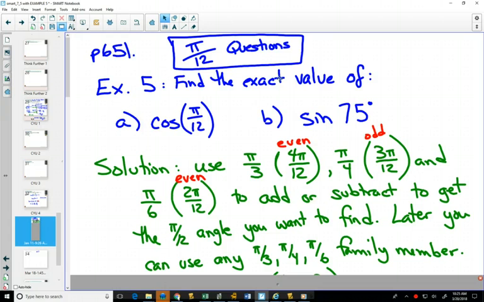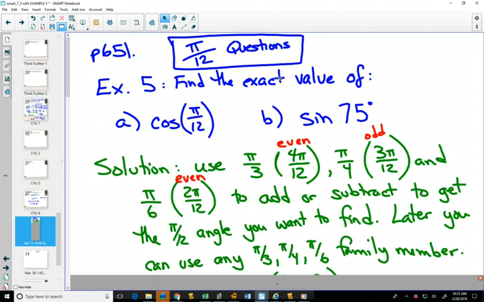So if I wanted to find pi over 12, can you see how you could use 4 pi over 12, 3 pi over 12, and 2 pi over 12, how you could add or subtract a pair of those to get pi over 12? Can you see that you could do 4 pi over 12 minus 3 pi over 12? That would give you pi over 12. Or you could do 3 pi over 12 minus 2 pi over 12. That would also get you pi over 12.